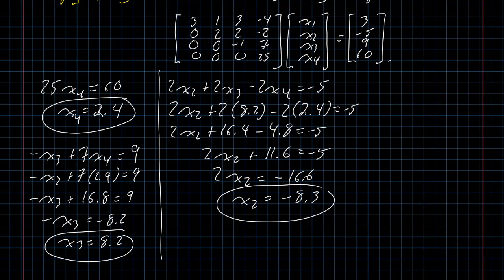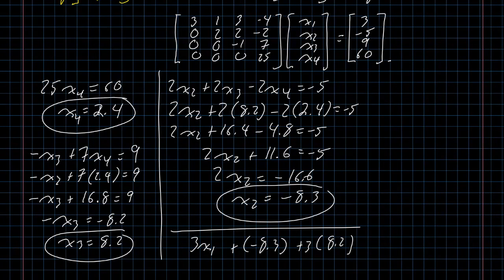I'm running out of room here once again because it's linear algebra and it just takes that much space. But I've got 3 times x1, which I don't know the value of, plus 1 times x2, which is negative 8.3, plus 3 times x3, which is negative 8.2, minus 4 times x4, which is 2.4. Right? The first row of this system tells me that that should give me 3.